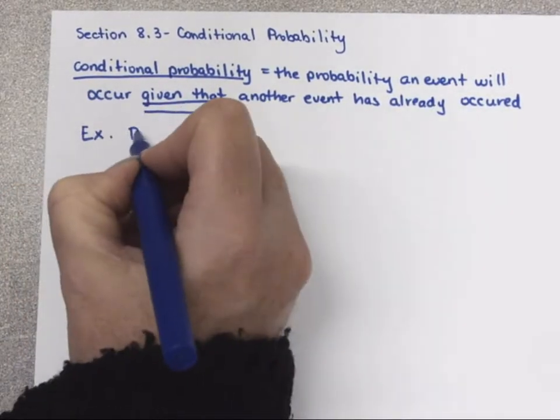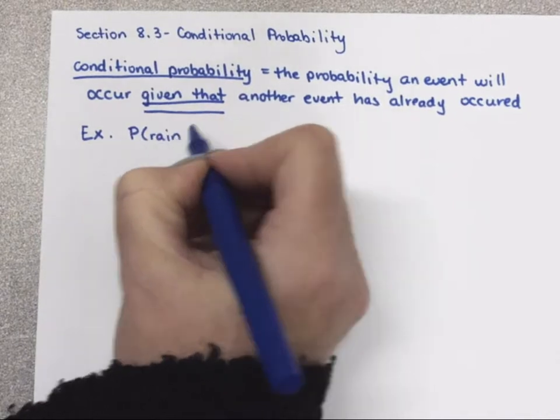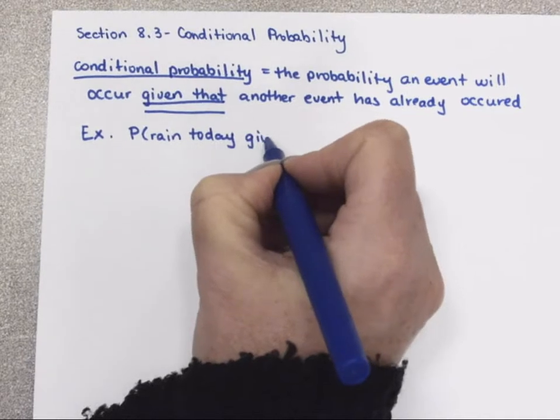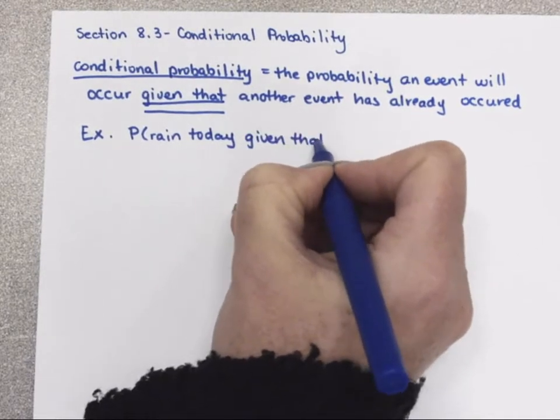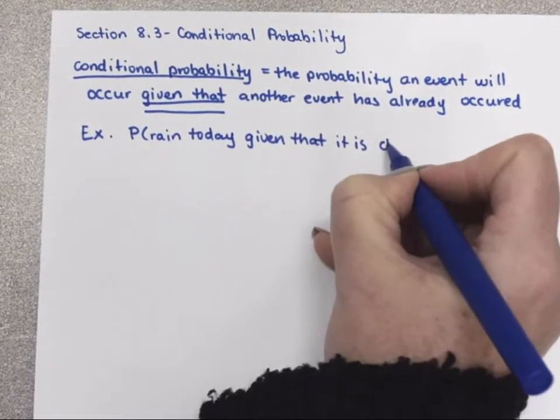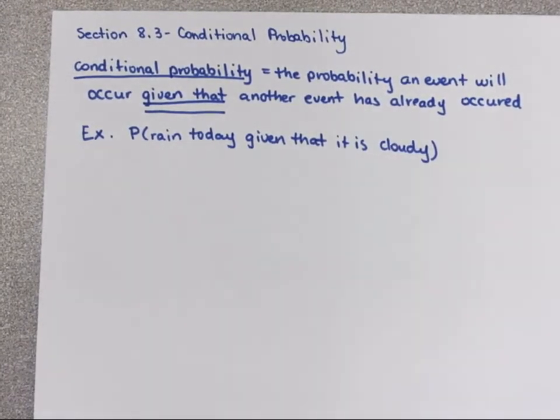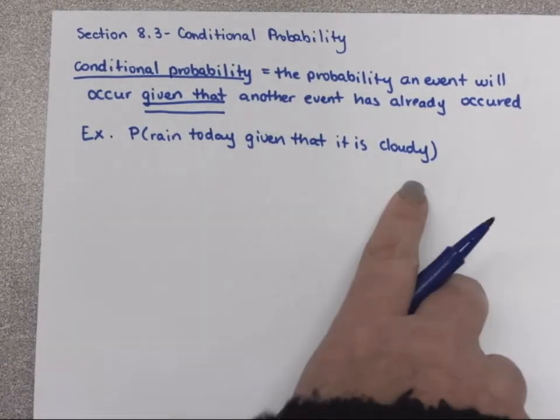So maybe a good example: the probability that it will rain today, given that it is cloudy. Okay. So notice I'm asking you to find the probability that it would rain today, but we're saying that cloudy has already occurred. Okay? And of course, does cloudy possibly have something to do with whether it might rain today or not? Yes, right? So not necessarily that one causes the other, but I think that the probability of rain is heightened, right, when it's already cloudy.